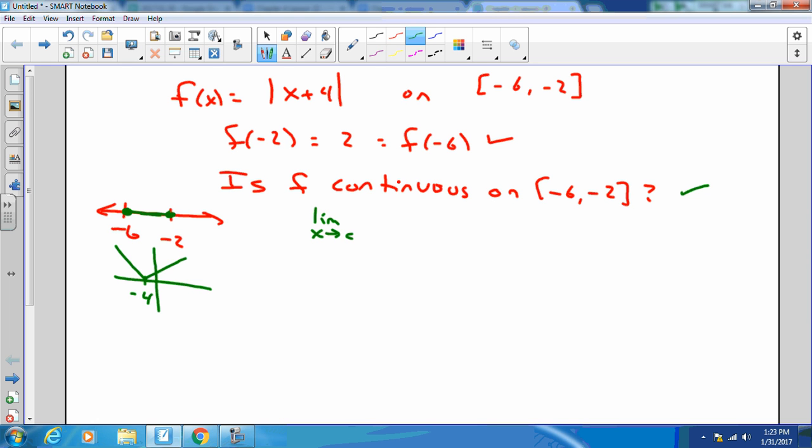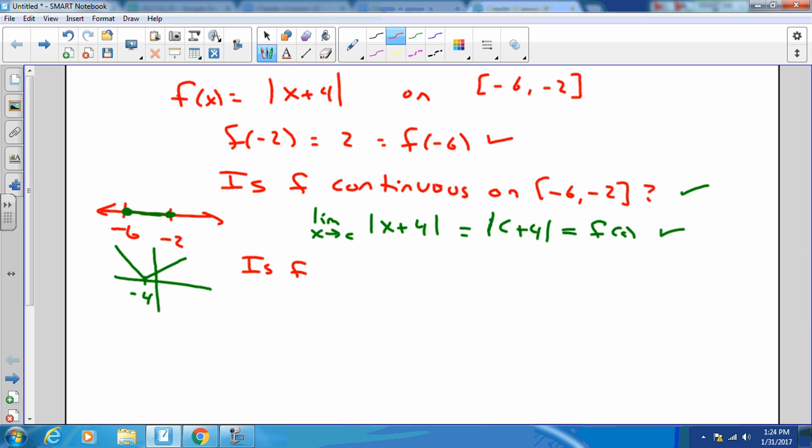So that's fine. If you needed to provide analysis to back that up, then you would use the limit definition. You would say that the limit as x goes to c of the absolute value of x plus 4 is the same as the absolute value of c plus 4, which is the same as f of c. So f is continuous for every single value of c in -6 to -2.